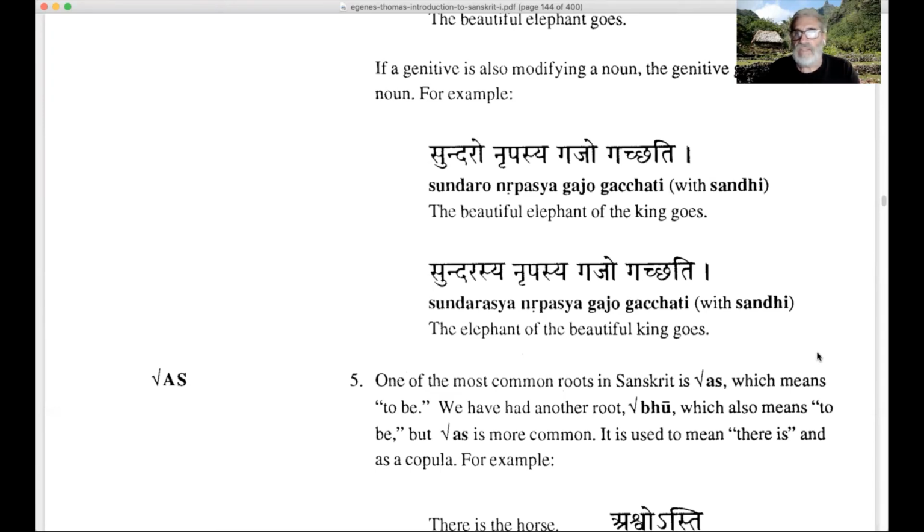Why Sundaro doesn't go close to Gajo? Why isn't it Ripasya Sundaro Gajo Gachati? That's because of this, what he just said, is that the genitive goes closer.